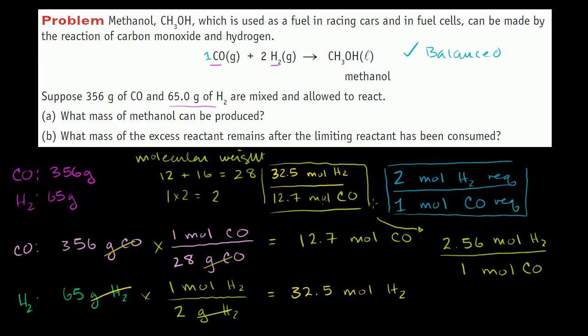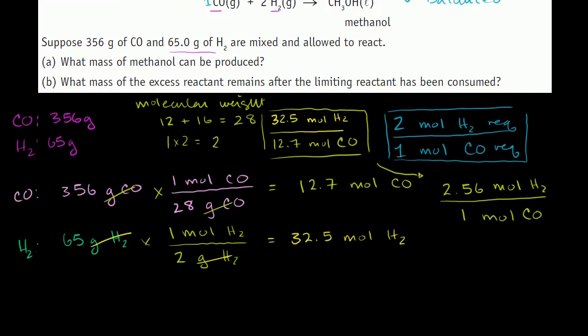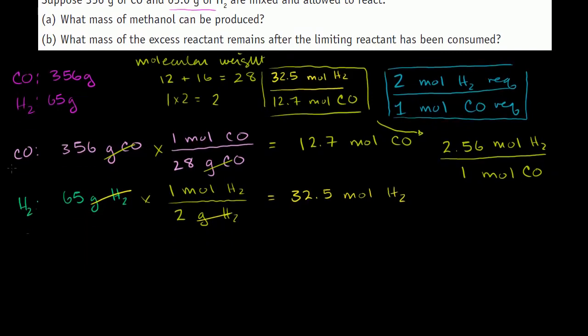Based on what they've given us, we just figured out that we have 2.56 moles of hydrogen for every mole of carbon monoxide. So we have more than enough hydrogen, right? We only need 2 for every mole of carbon monoxide. We have 2.56. So we have an excessive amount of hydrogen. So the excess reactant is the hydrogen. Hydrogen is the excess reactant. And the other one's going to be the limiting reactant.